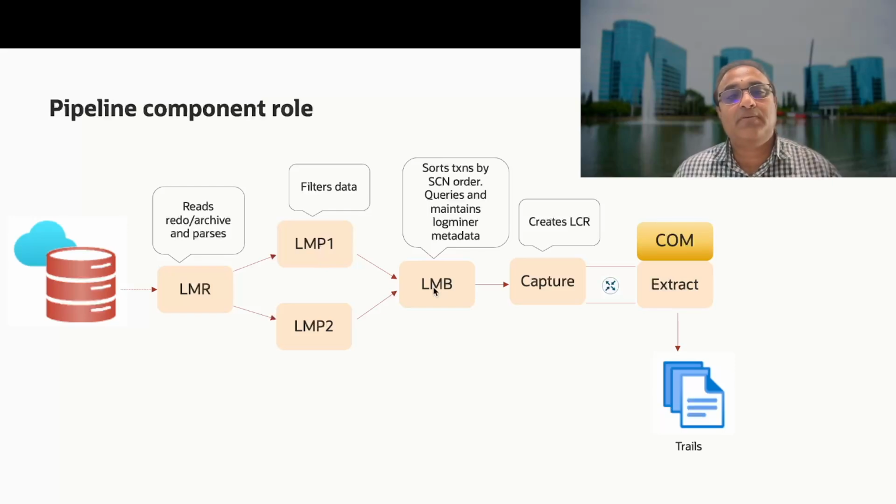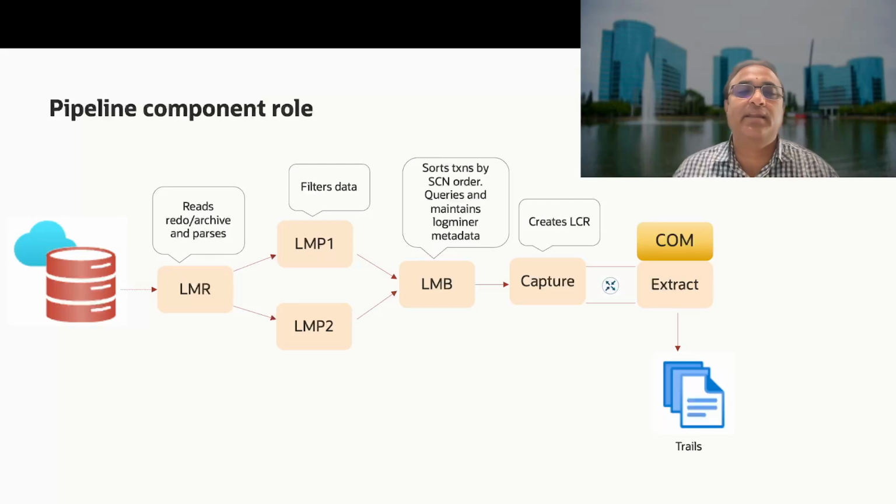Next comes builder. Builder sorts the data in SCN format that it receives, and then it also executes DML to keep the dictionary metadata updated from time to time. Then the data flows to the capture process. Capture process reads and reformats the data in LCR format, right? Once the data is formatted by capture, then the data goes to the extract process. Extract buffers transaction in the memory until data is committed, and once committed, data gets written into the trail, right? That's the end-to-end processing pipeline.